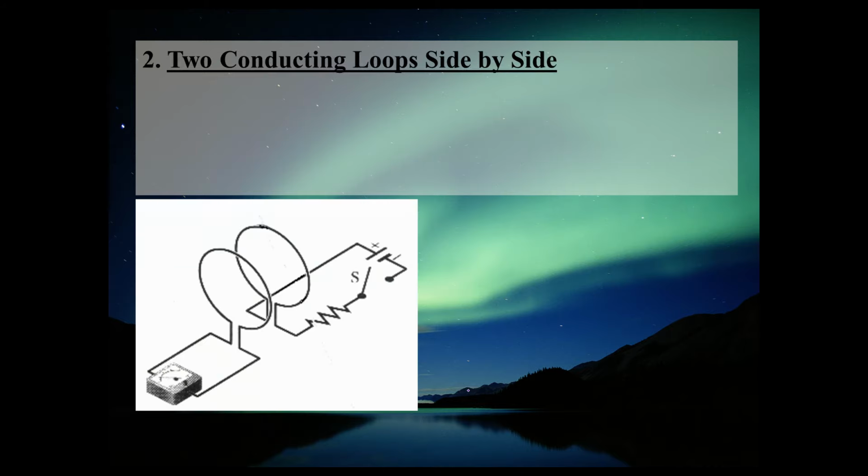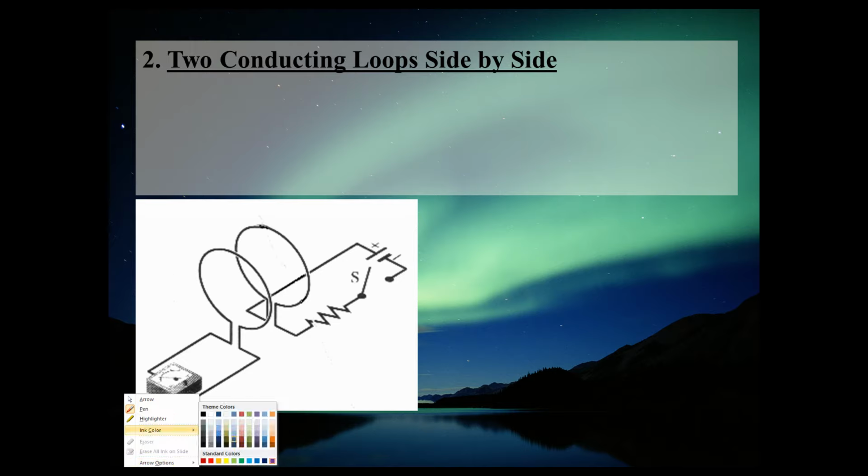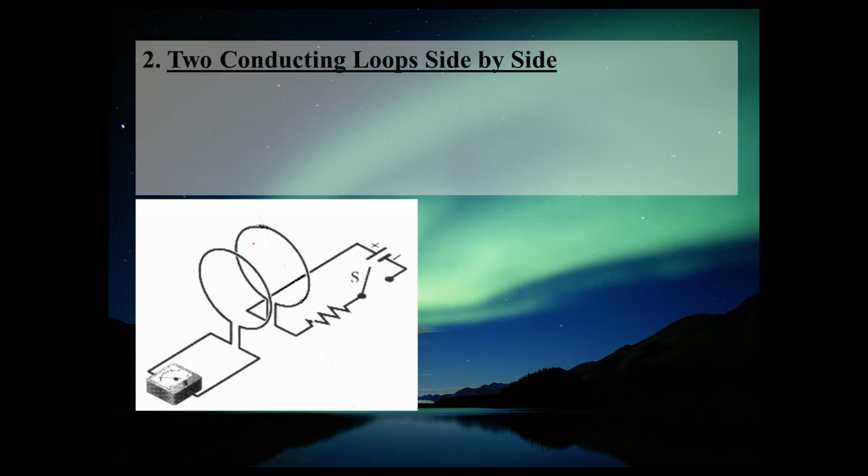Experiment 2 was not one we looked at in class, but I'll quickly go through it right now. In this experiment, you have 2 conducting loops that are side by side. Let's focus on the loop on the right-hand side. This loop has a resistor, which is represented by that jagged line. It has a switch, which is currently open, and it passes through a battery. When I close the switch, the battery will generate current that would go away from the positive terminal and into the loop. At the very top of the loop, it would be moving in this right direction and then back towards the negative terminal.